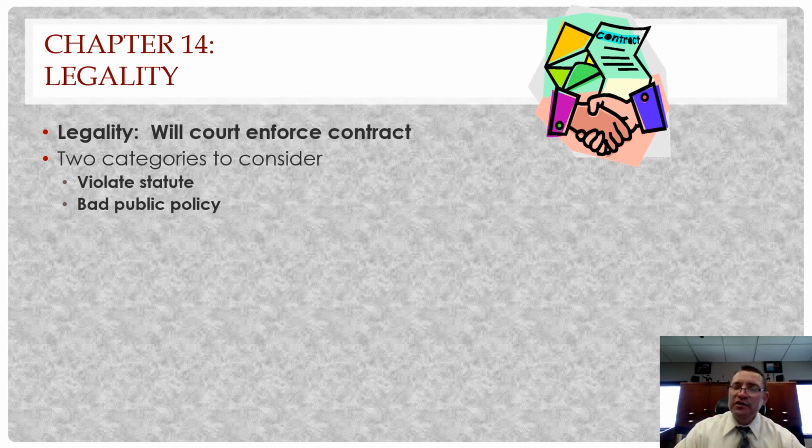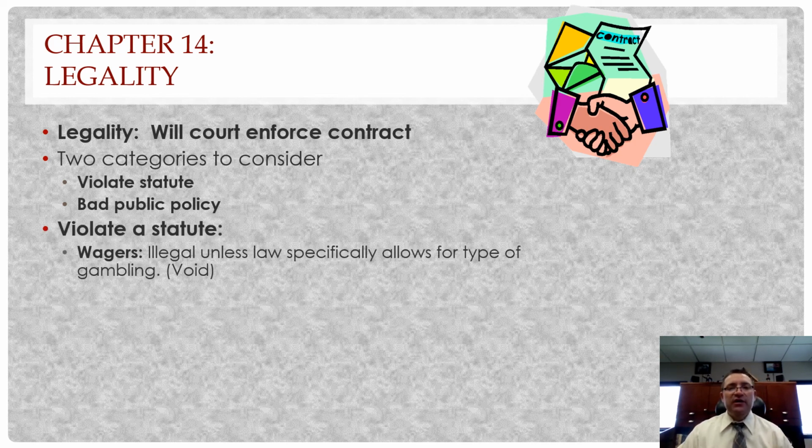Bad public policy is more of where the courts have said that in this particular situation, to allow that contract to be enforced would not be good public policy going forward, therefore making it an illegal contract. All right.